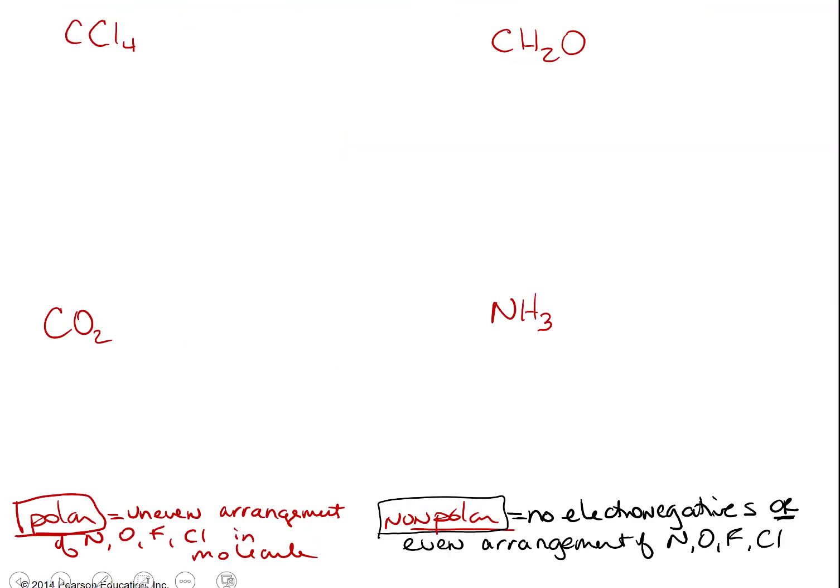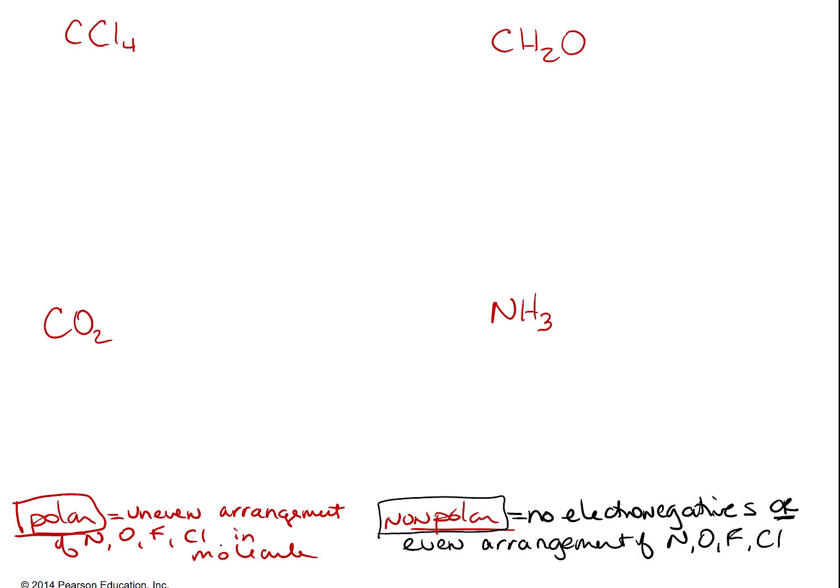So what I'd like you to do is draw these out or figure out the geometry with them, and then identify them as being polar or non-polar. So remember that for polar, you're looking for nitrogen, oxygen, fluorine, or chlorine. If there's just one, you're looking at polar.